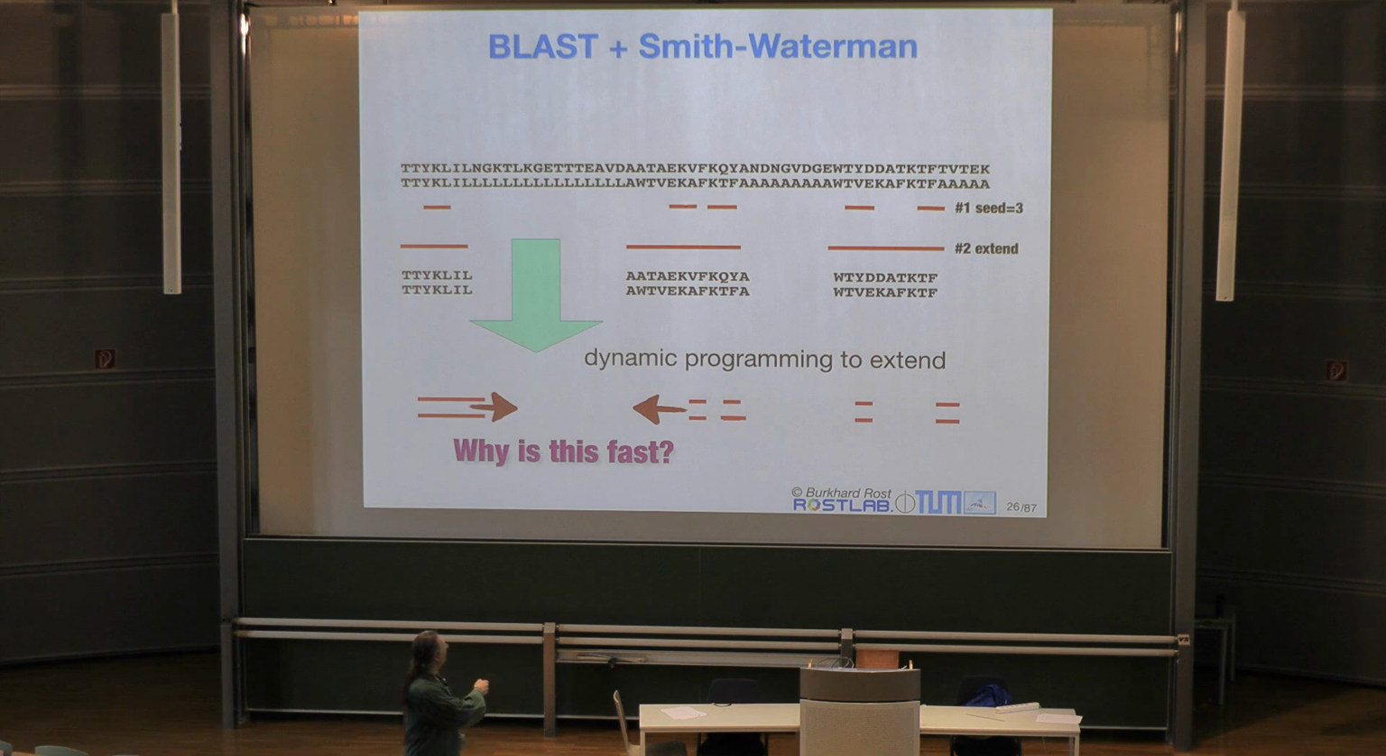But you're explaining why hashing is faster than dynamic programming. True. But what I'm asking is, now once we have the word match, once we have the hashing, we extend from the hash by dynamic programming. Why is that still fast? Why is that not a problem?